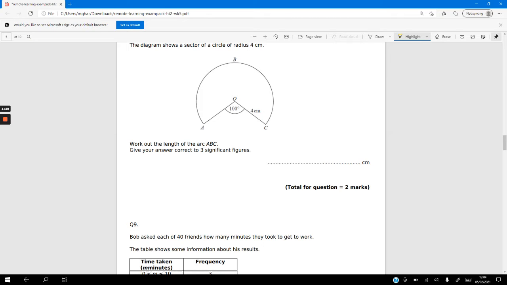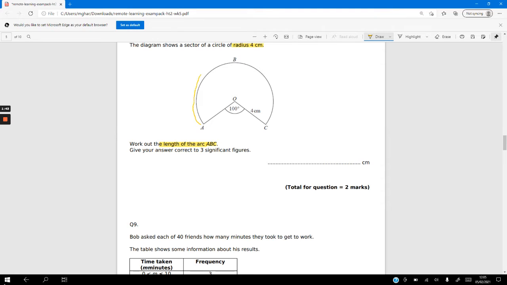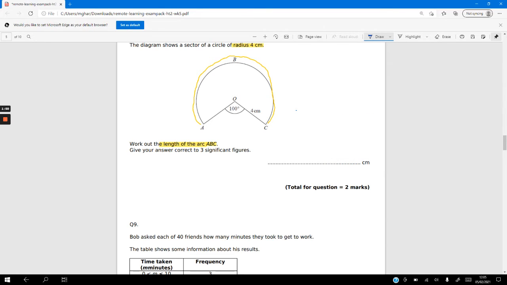The diagram shows a sector of a circle with a radius of 4. Now I want to work out the length of the arc ABC. Key thing here, we should remember that the length of the arc is the length of this line. So we're going to set up the fraction out of 360 that I need to multiply by my circumference, because it's the arc length, and I need to remember that circumference is 2 times pi times r.